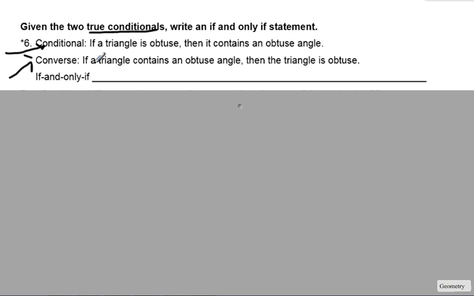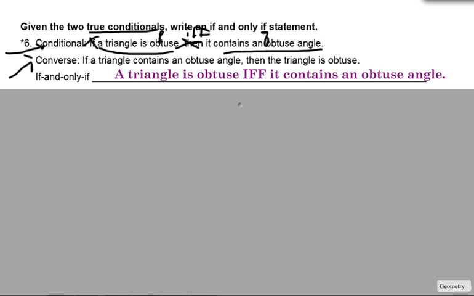In our if and only if statement, remember, we just join our original hypothesis here and our original conclusion here with the words if and only if. So, of course, take out this if here. A triangle is obtuse if and only if it contains an obtuse angle. So that would be your if and only if statement. So when you write out your solution to this, if you write IFF in big capital letters, that is implied if and only if. You can write out the if and only if. That's completely up to you.